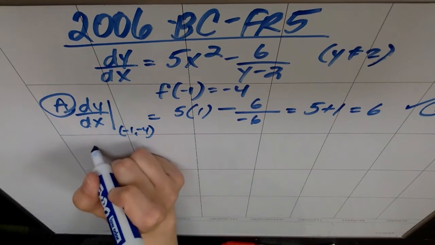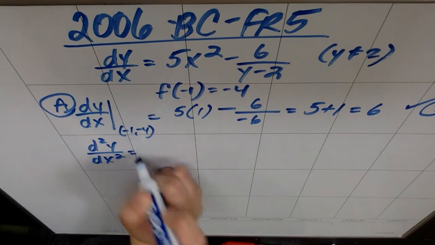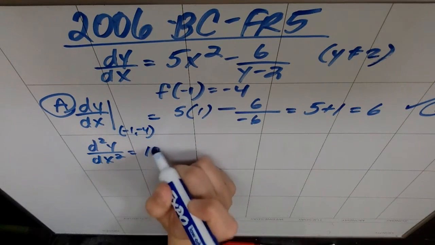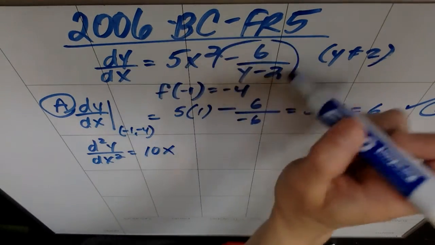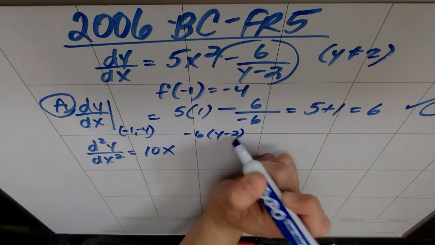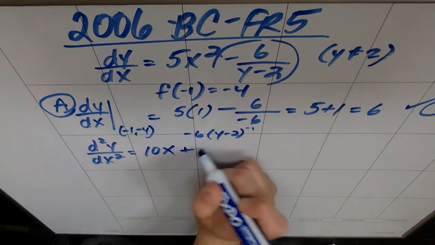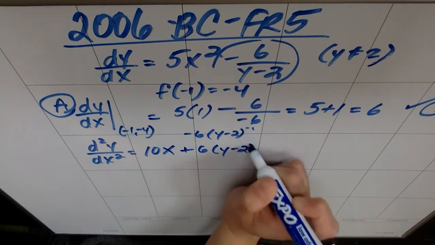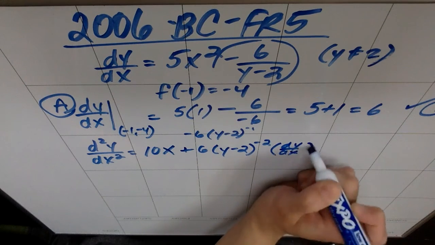The second thing I'm going to have to do is find the second derivative before I can plug in the value. So d squared y/dx squared. When I derive the 5x squared, I'm going to get a 10x. When I derive this other piece, I'm going to need a chain rule, because it is actually secretly negative 6 times (y minus 2) to the negative first. So when I derive this, I'm going to drop the negative 1 down and get plus 6 times (y minus 2) to the negative second, times dy/dx, because I just derived some y stuff.